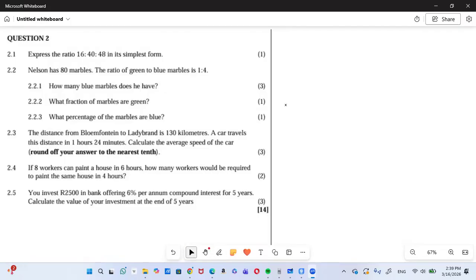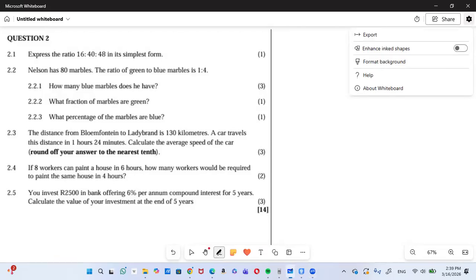Okay, guys, let's continue to question 2. Question 2 is on ratio and rate. So now we'll start first with ratio. For 2.1, they're saying to us, express the ratio in the simplest form, okay?